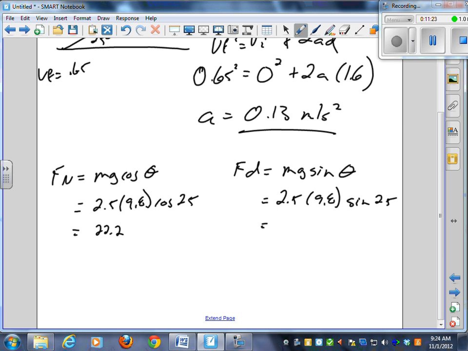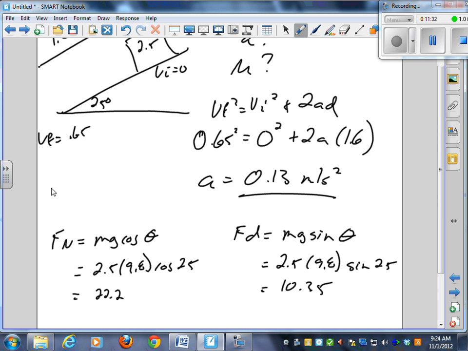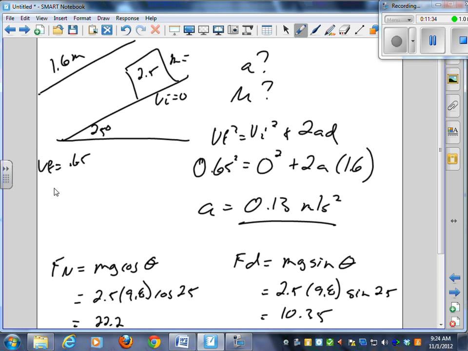Is it 10.35? I'm reading someone else's answer here. 10.35? Okay, so let's just put those in here. So I've got FD there, I've got FF there. Before I can go from acceleration, my mu value is FF over Fn. Does it say anything about a constant? Oh no, it's not a constant velocity, it's an accelerated velocity, isn't it? I've got to find my FF.